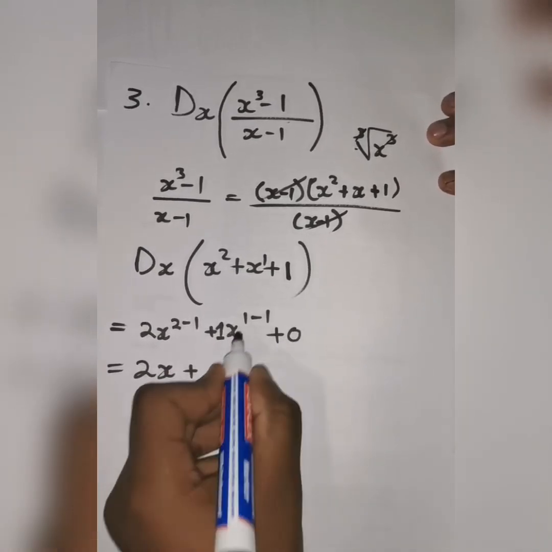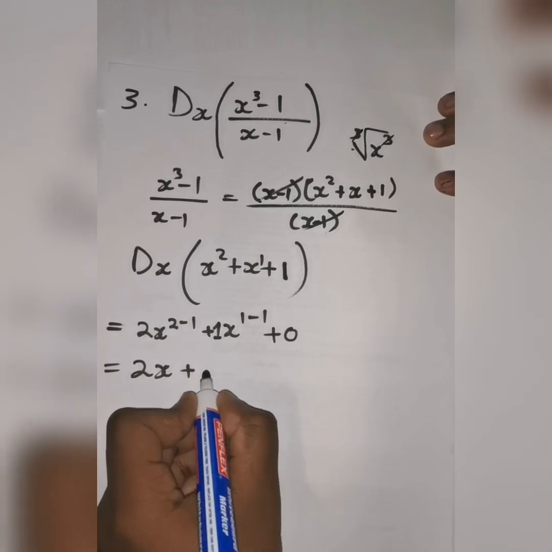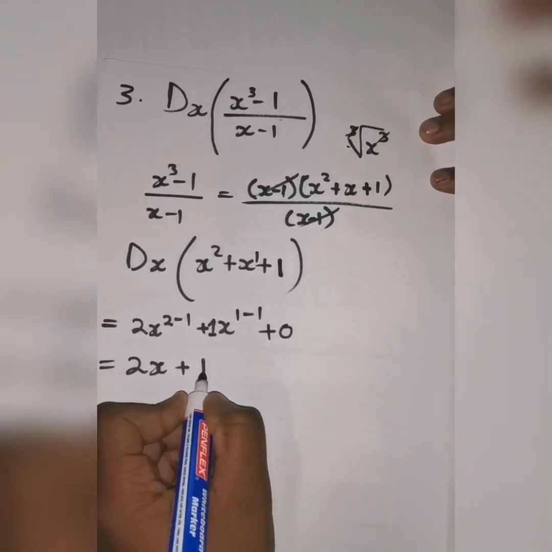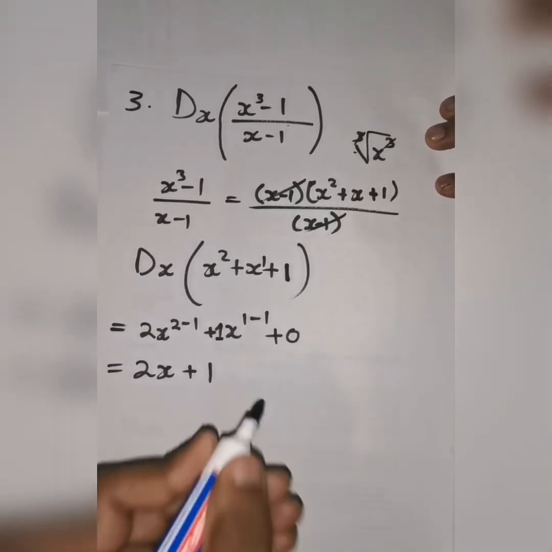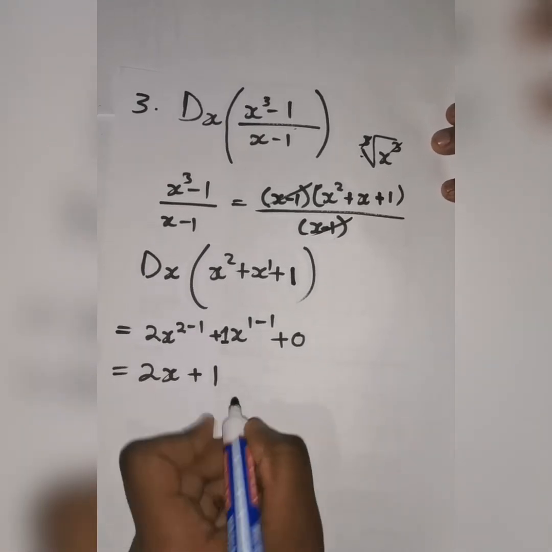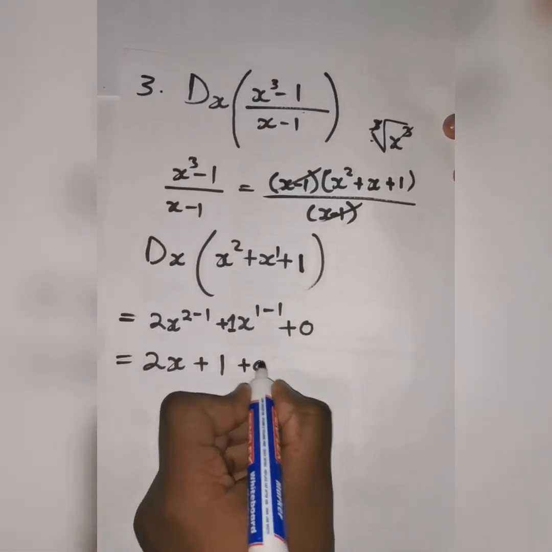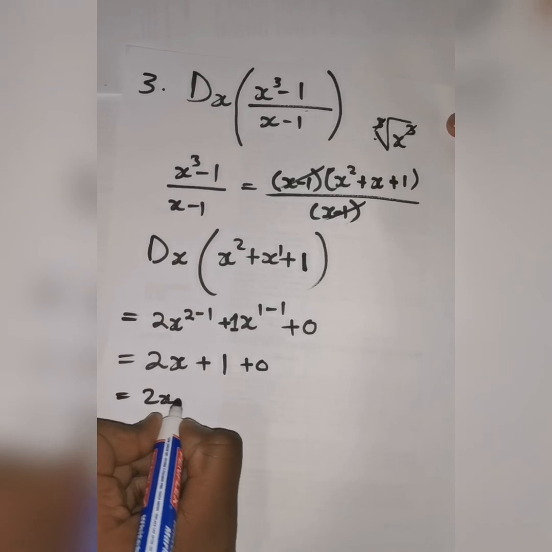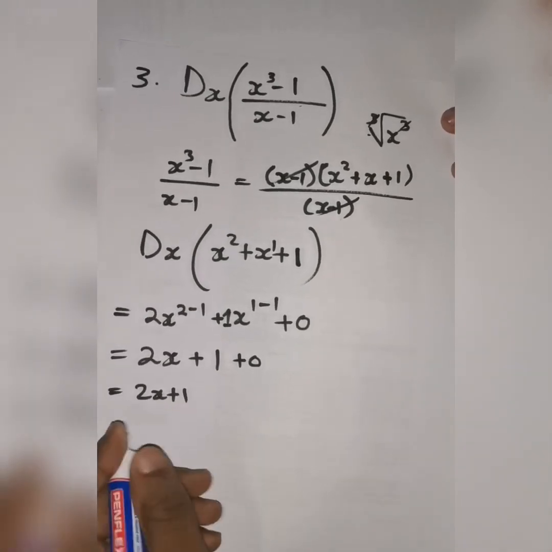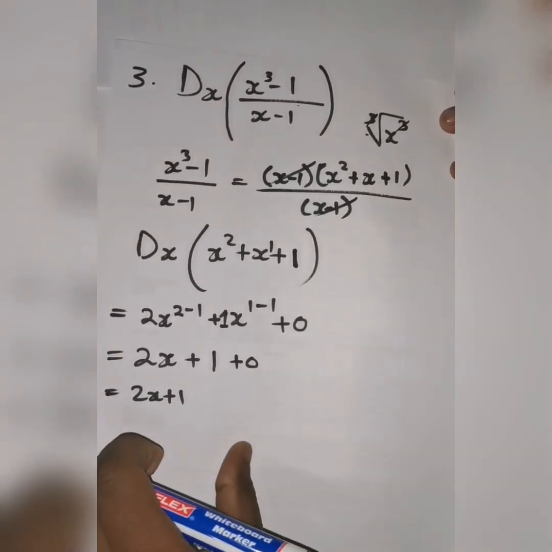x to the 0 gives us 1. Any variable to the power of 0, or any number to the power of 0, gives us a 1. So yeah, this is what we have as our final answer, and in this way we have actually solved the question.